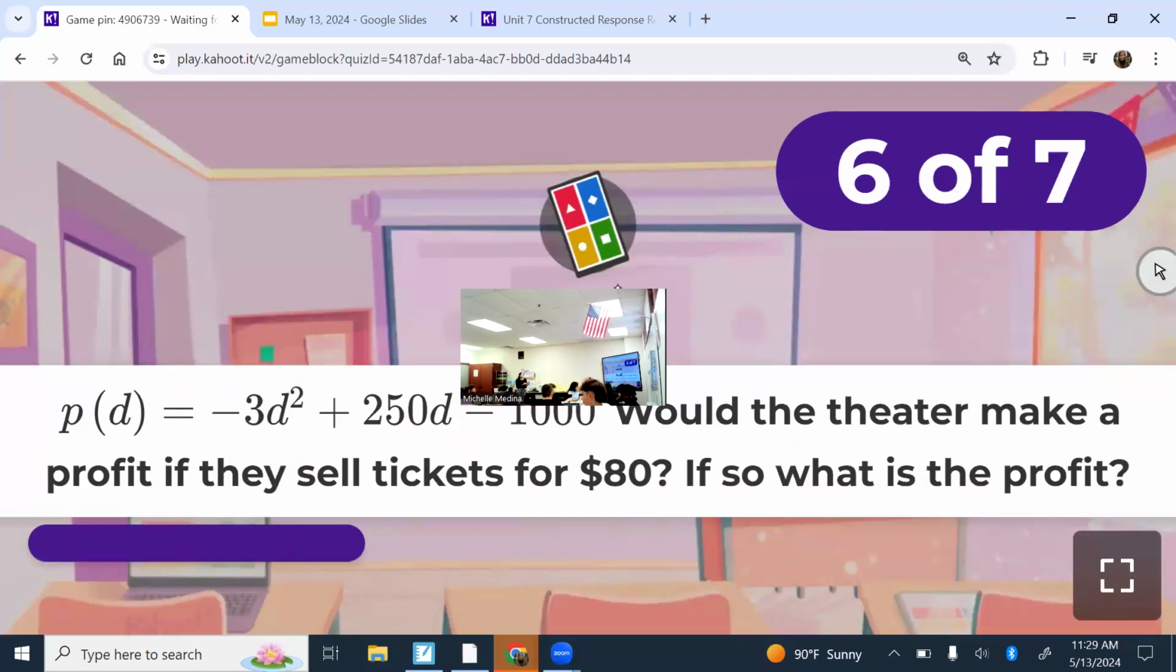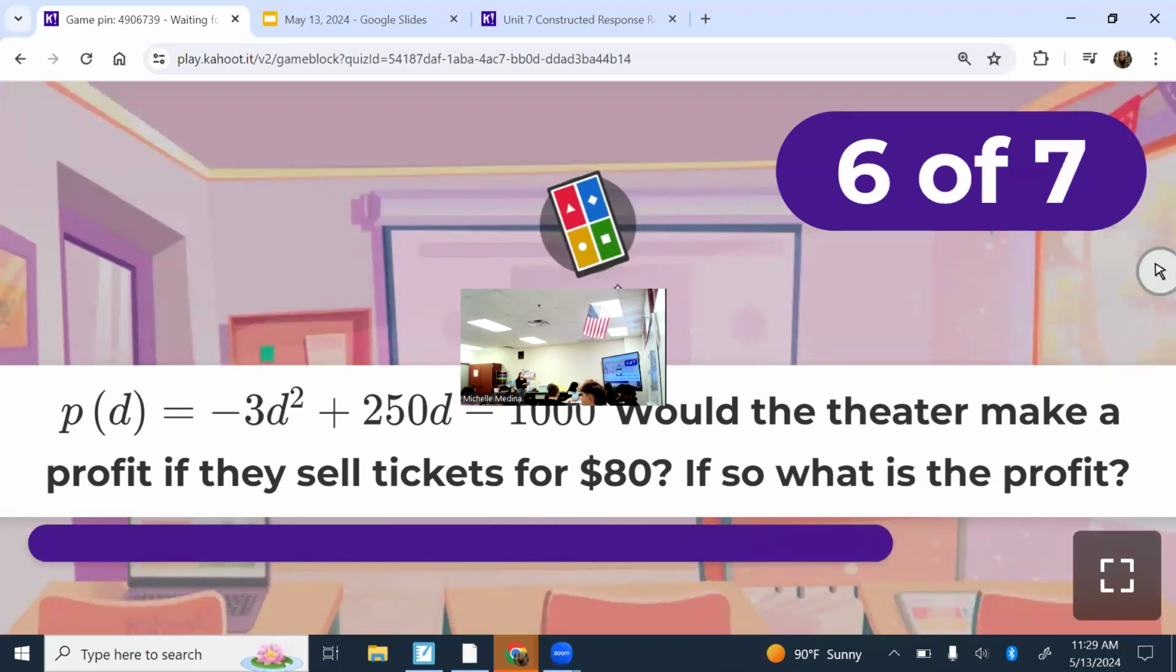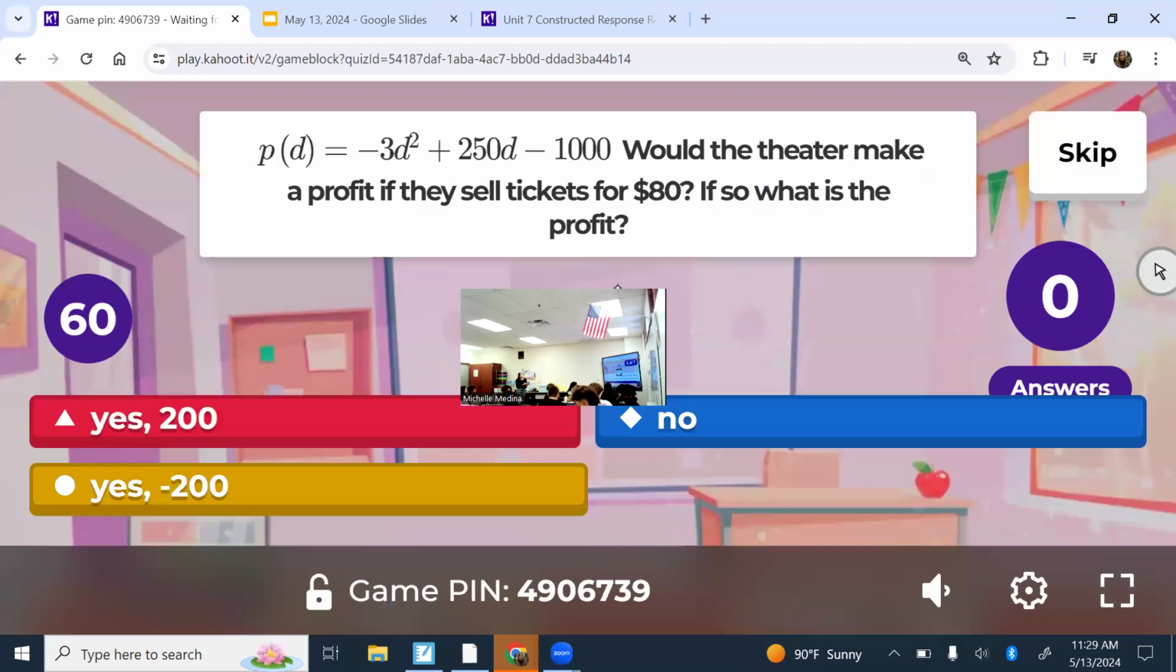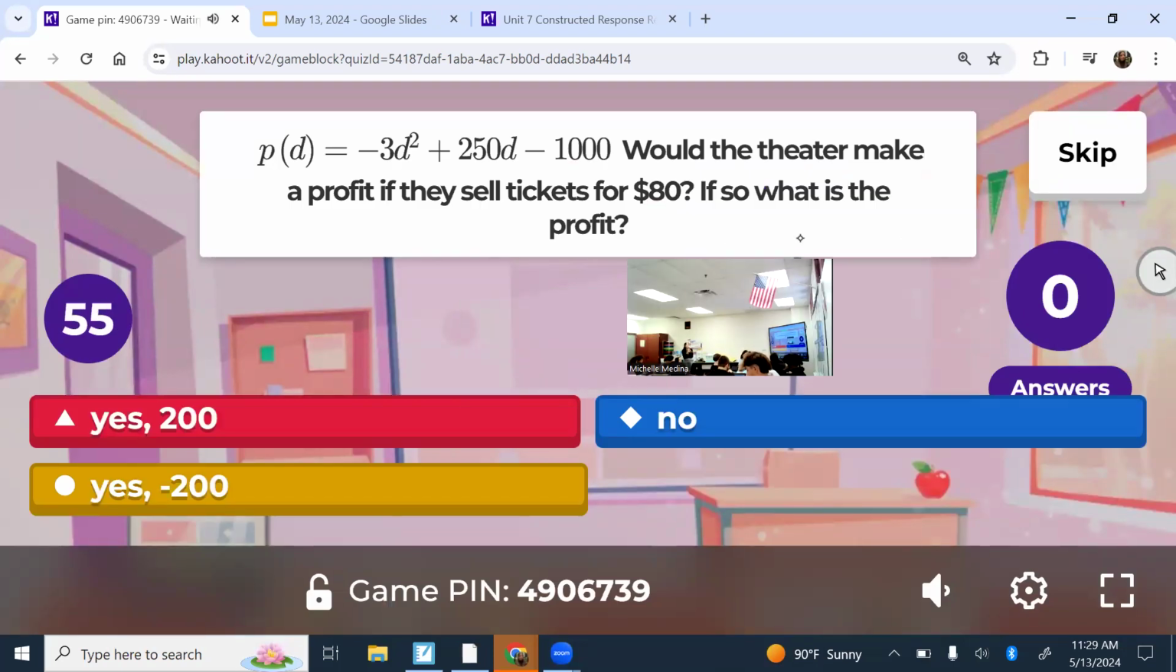Same function, would the theater make a profit if they sell tickets for $80? If so, what is the profit? Did they make a profit if they sold tickets for $80? If so, what is the profit?